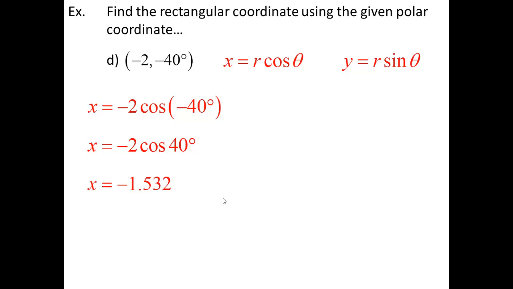If you're not getting that answer, my suggestion is, why don't you check your mode? This is a degree, not a radian. Make sure you are in radian mode. I'm sorry, degree mode. So negative 1.532 for the x.